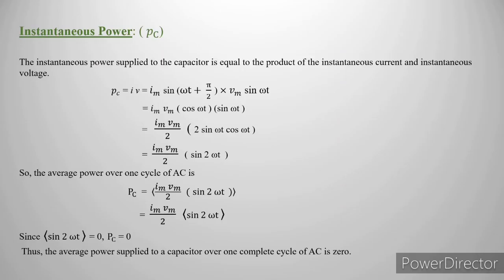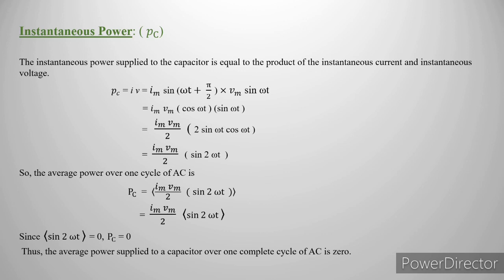Instantaneous power in a capacitive circuit is denoted by Pc. The instantaneous power supplied to the capacitor is equal to the product of the instantaneous current and instantaneous voltage. Therefore, Pc is equal to I into V. That is equal to Im sin(omega t plus pi by 2) into Vm sin omega t. That is equal to Im Vm into cos omega t into sin omega t. This is because sin(omega t plus pi by 2) is equal to cos omega t.